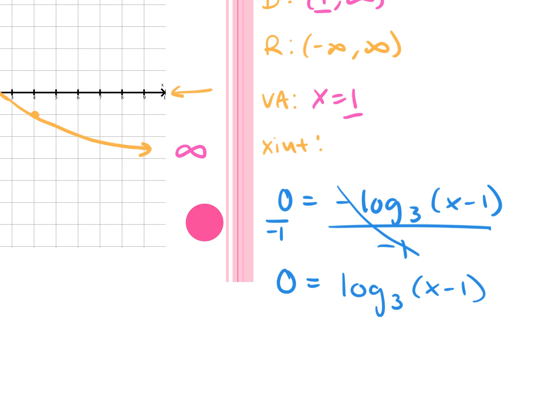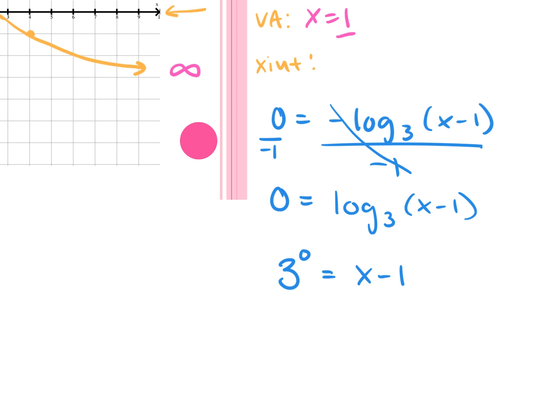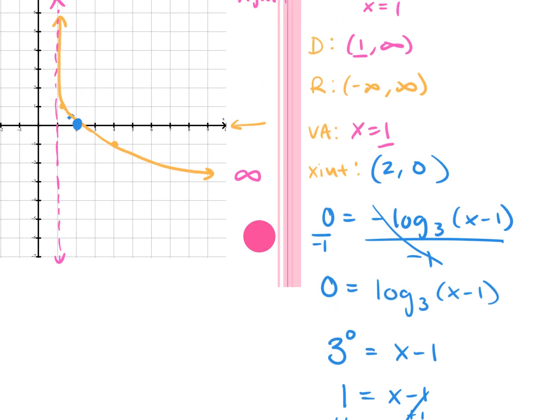Now let's put it into exponential form so we can solve. So we're going to start with our base. What would the exponent be? 0. 3 to the power of 0 equals x minus 1. What's 3 to the power of 0? So 1 equals x minus 1. Add 1. What does x equal? 2. How would I write that as an x-intercept? (2, 0). Awesome. Which if we look at our graph, that's exactly where we cross the x-axis. (2, 0).